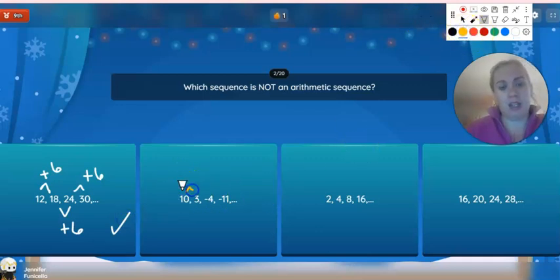The next one is getting smaller. We're going down by 7 to get to 3. 3 minus 7 is a -4, and -4 minus 7 is -11. So that one is also arithmetic.